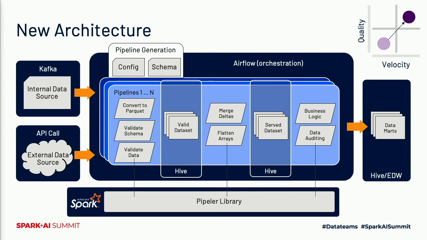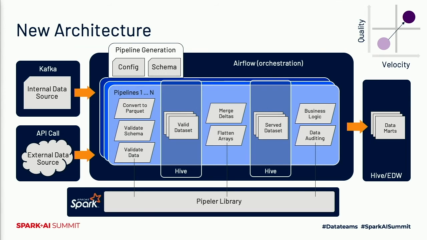Looking into the components within the stacked blue boxes, we see how the pipelines are actually structured. Each gray parallelogram represents a distinct transformation that we've implemented in a library that we call Pipeler. This library is written in Scala and primarily leverages Apache Spark for data processing. First, we perform file type conversions, schema validations, and data validations, then land each event into its own Hive table in the valid dataset layer.